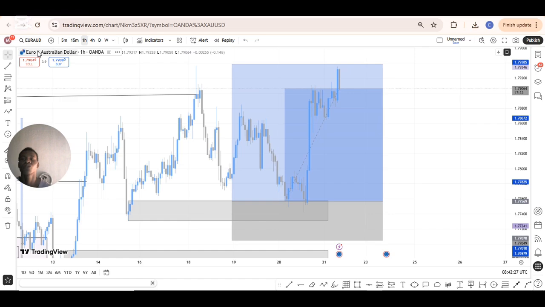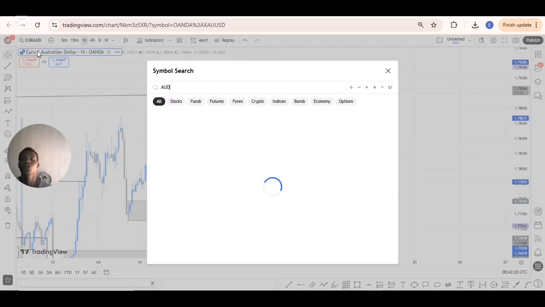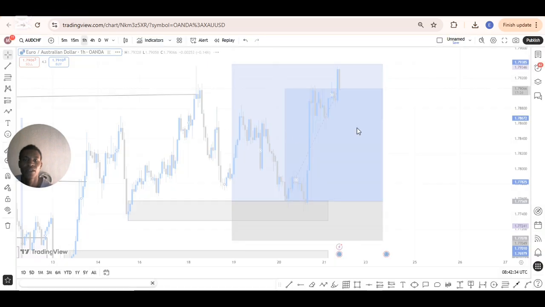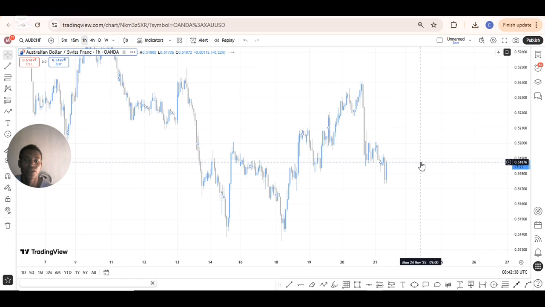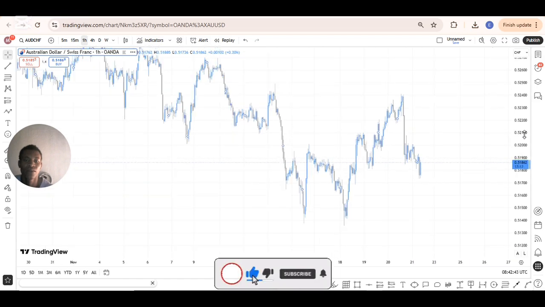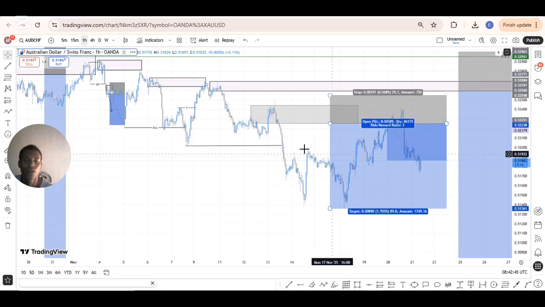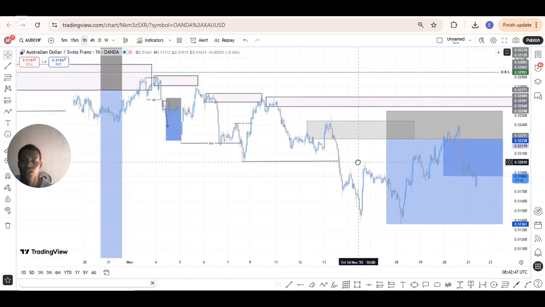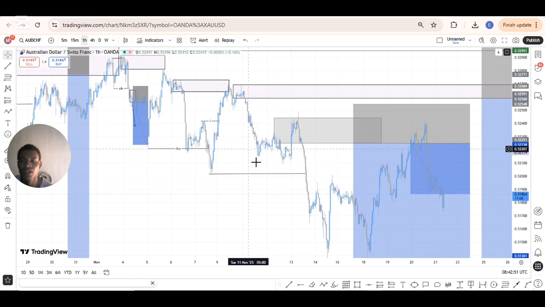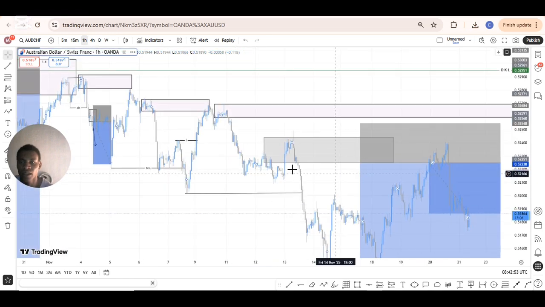And also if we look at AUD CHF, that was the same thing that happened. That's the same thing that is happening on AUD CHF. If you look right here, it's the same thing.